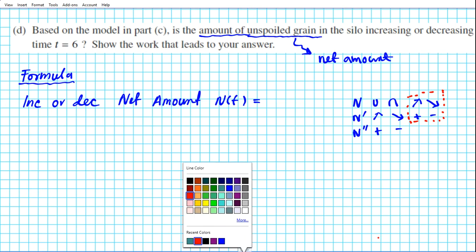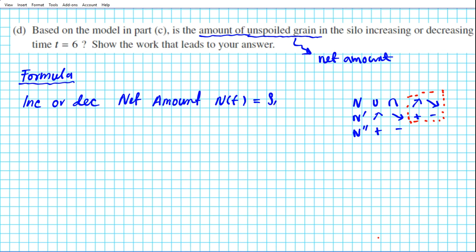Okay, so back to our formula. The increasing or decreasing net amount, n of t, is basically determined by the sign of the derivative at a particular point. Okay, so the n prime of t. Alright, so now that we know how to set it up, we want to crystallize the formula further by expressing explicitly what n prime of t is.